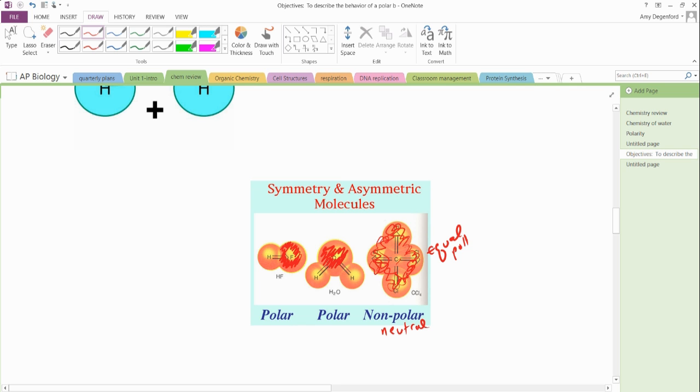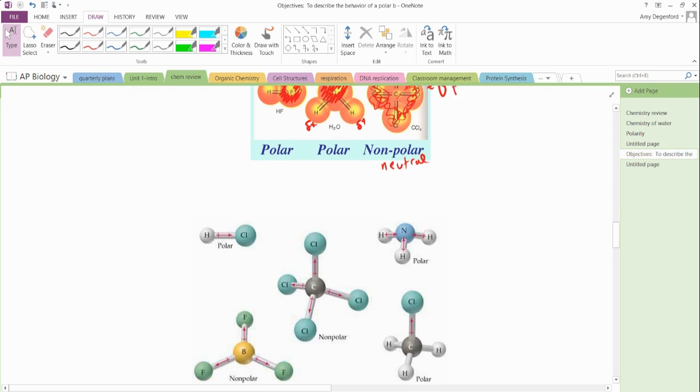There's no one spot that has any concentration of electrons or protons, whereas you would say this is a partial negative, this is a partial negative, here would be a partial positive, here would be a partial positive. Now this creates some very interesting interactions.